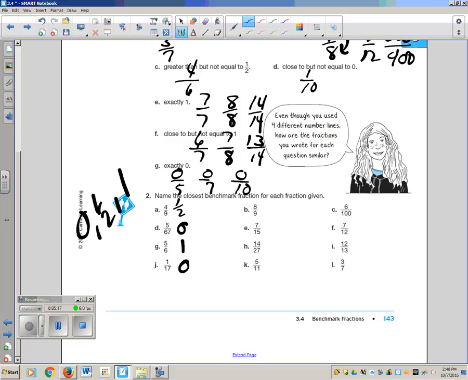I'm in the second column. 8 ninths, that is closest to 1. E, 7 fifteenths. If I double 7, I get 14, really close to 15. It's less than a half, but it's really close to a half. Same with 14 27ths. If I double 14, I get 28. So this means this fraction is bigger than a half, but if I'm rounding it, it is 1/2. 5/11ths, once again, that is a half.